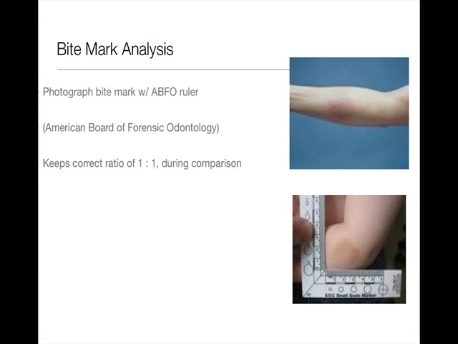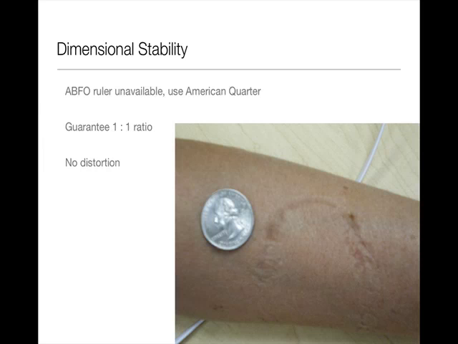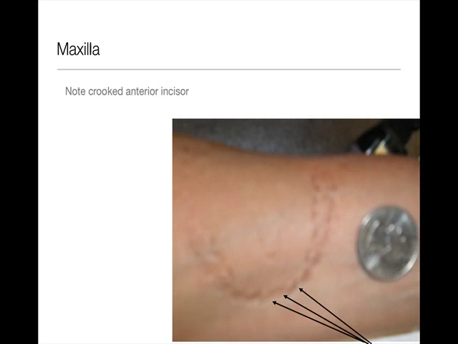For bite mark analysis, you need to photograph the bite mark. First, photograph the bite mark with an ABFO ruler. The ABFO stands for American Board of Forensic Odontology. And by taking a photograph with the ruler, you can keep a correct ratio of 1:1 during comparison. If the ABFO ruler is unavailable, then use an American quarter, which also guarantees a 1:1 ratio so that you don't have any distortion. And this is our bite mark, for example.